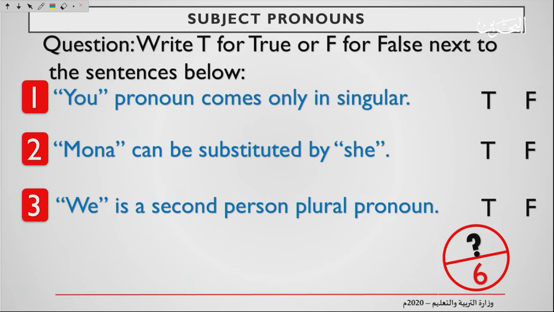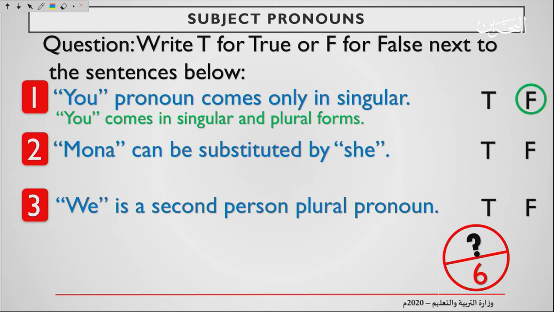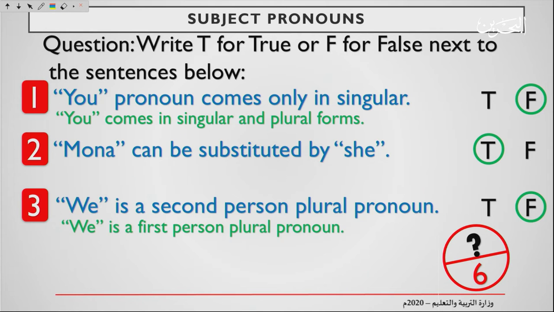All right. Now let's check the answers. For number one, the answer is F, you pronoun comes only in singular, which is wrong. You comes in singular and plural forms. Mona can be substituted by she. The answer is true. Three, we is a second person plural pronoun. The answer is F. We is a first person plural pronoun.